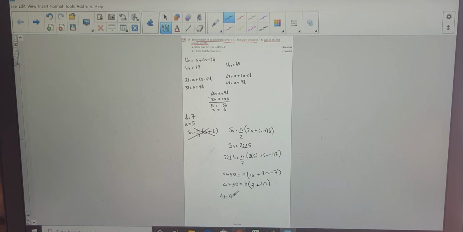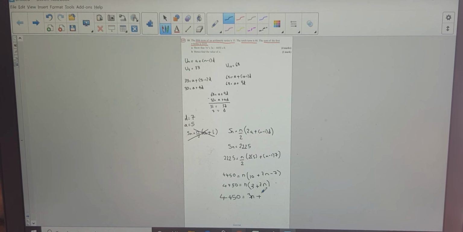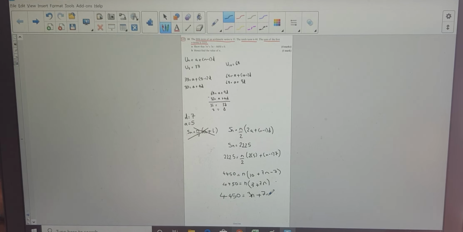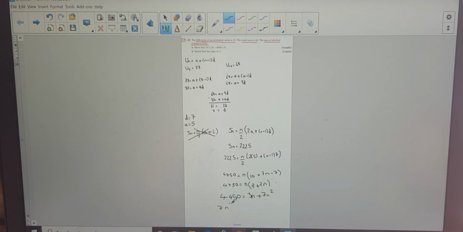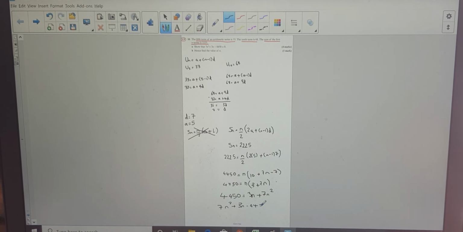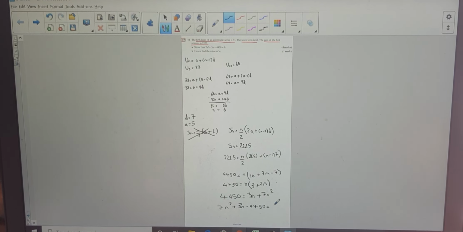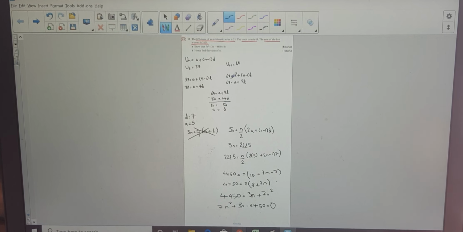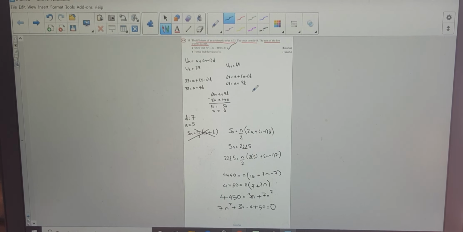I'm sure you could probably do it from this point, guys. I don't know why I've gone into this much detail, but I have started, so I'll finish. Plus 7n squared, looking good. Equate to 0 and we'll get 7n squared add 3n minus 4,450 is equal to 0. So I've therefore shown that. Job done.